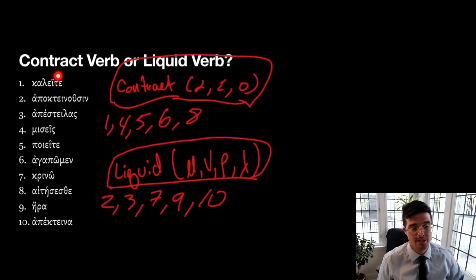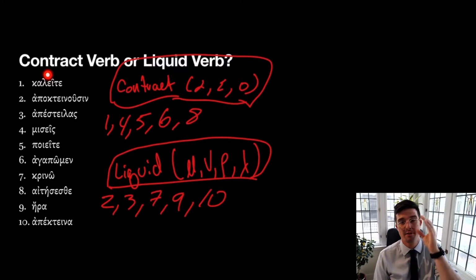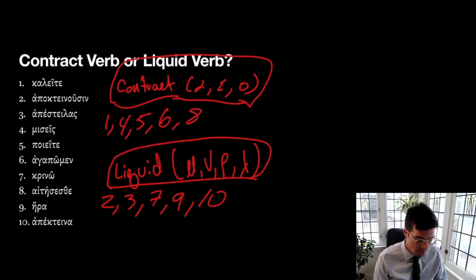So this one is actually a contract verb, despite the fact that it has a lambda in its verbal stem. The lambda is in the verbal stem, but it's not the last letter of the verbal stem. Liquid verbs, the last letter of their stem is going to be lambda, mu, nu, or rho. So 2, apokteino is our lexical form.